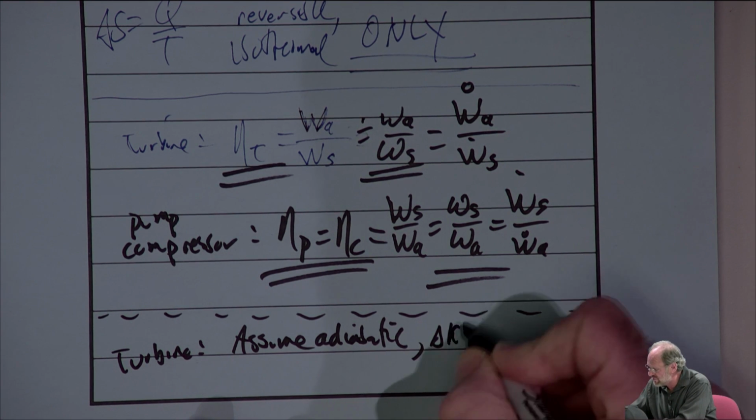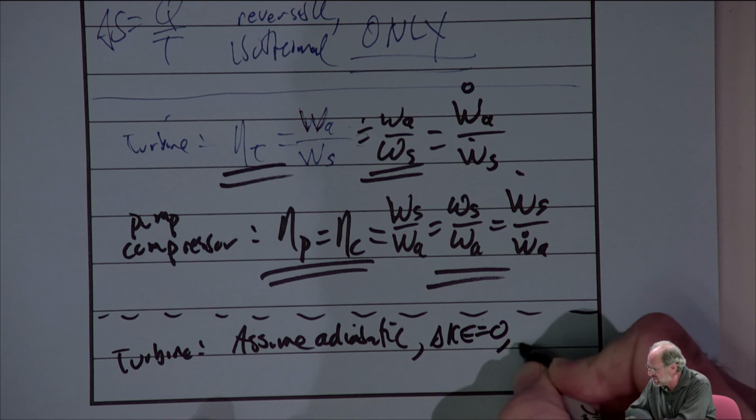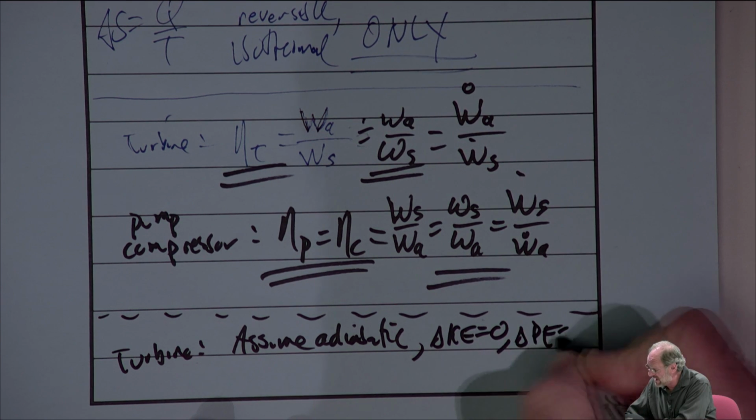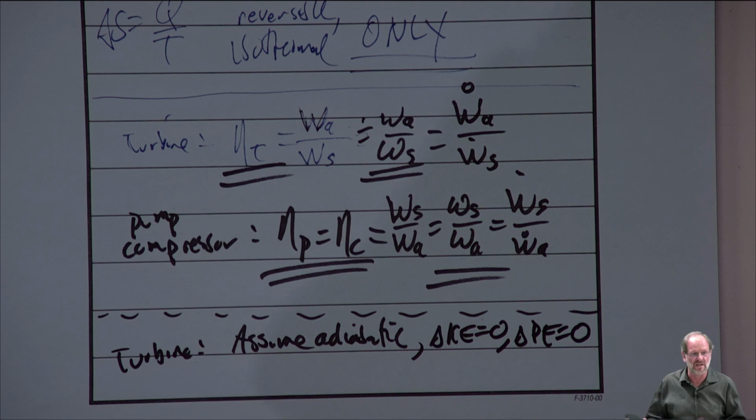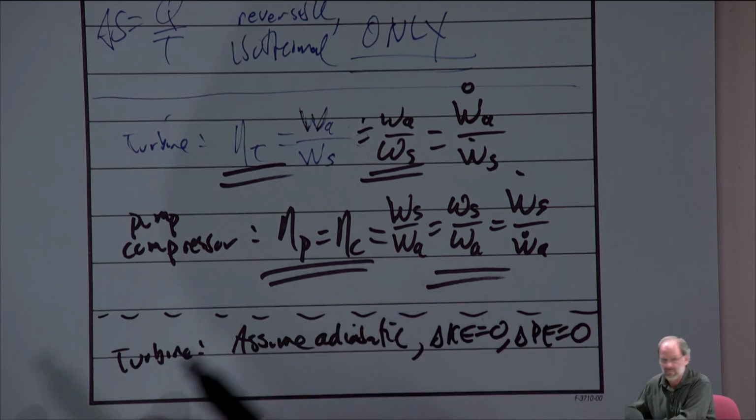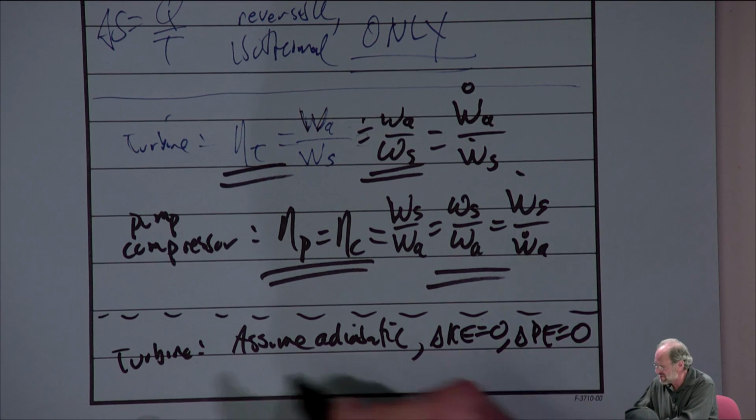We're also going to assume that there's no significant velocity changes, or that the velocities are low, and we're going to assume there's no significant height change. As such, the kinetic and potential energy are going to be 0. Well, the changes in kinetic and potential energy are going to be 0.